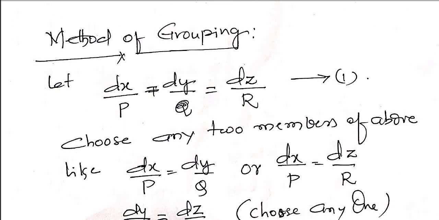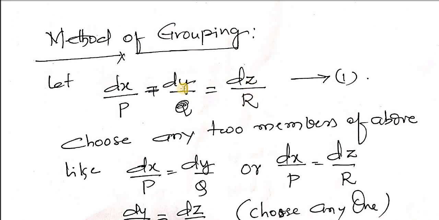Let us take a general simultaneous differential equation. This is the procedure I am discussing here. dx by p equals dy by q equals dz by r. Make it equation 1. This is a general simultaneous differential equation. To solve this type of equation, we have to choose any one pair of equations among the three. Here three equations are there: dx by p, dy by q, and dz by r, where p is a function of x, q is a function of y and r is a function of z.